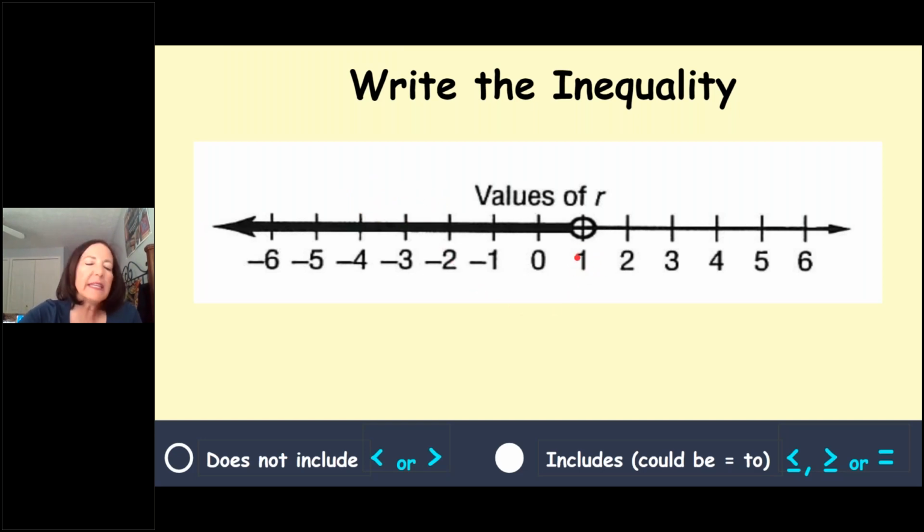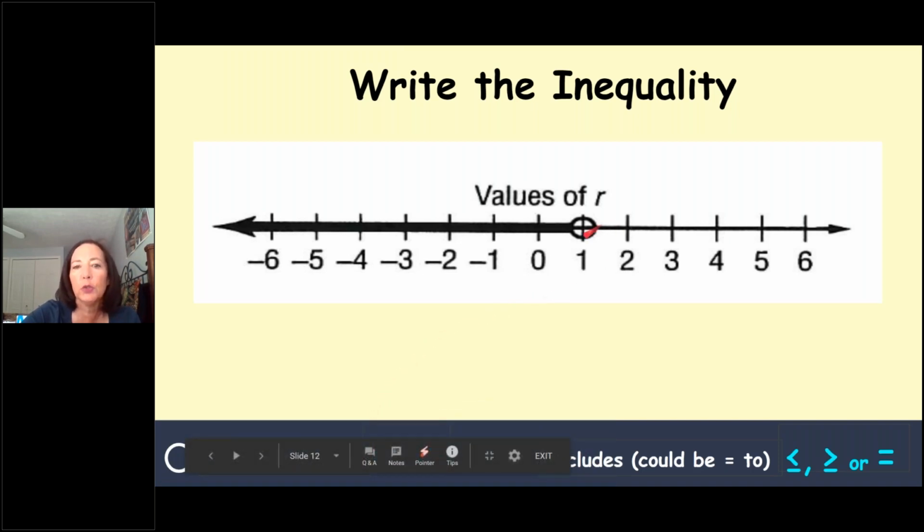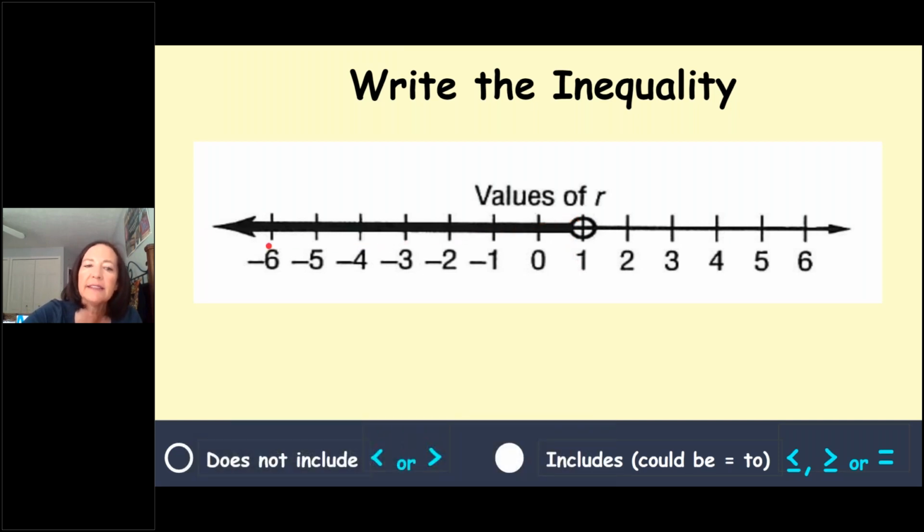Now, because this is an open circle, right down here in the black at the bottom of the screen, I've got it that the open circle means that it's not included. So it does not include 1. So it's just the numbers that are less than 1. So we use the open circle anytime we're going to have a less than or greater than symbol.